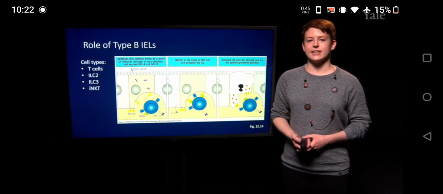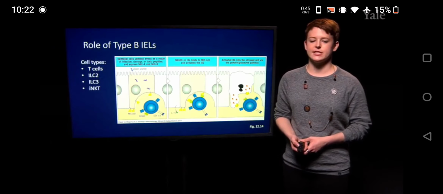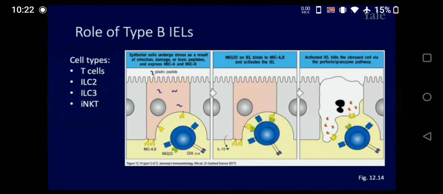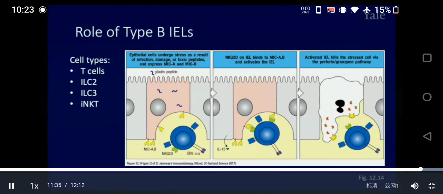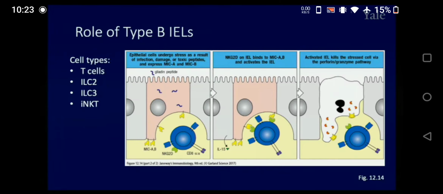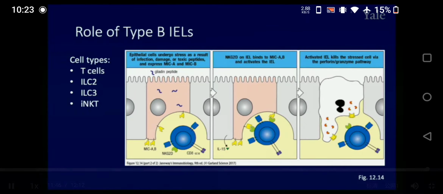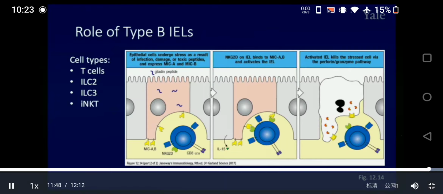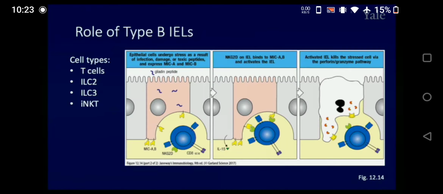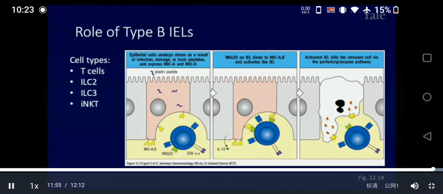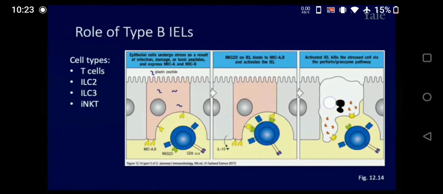So type B, or natural IELs, are a little different. So these cells do not recognize canonical MHC, but instead will recognize MIC A and B. So there are a few different types of natural IELs. This includes T cells, as well as ILC2 and ILC3, and inducible NKT cells. So these can still result in cell killing, but it is through different recognition mechanisms.